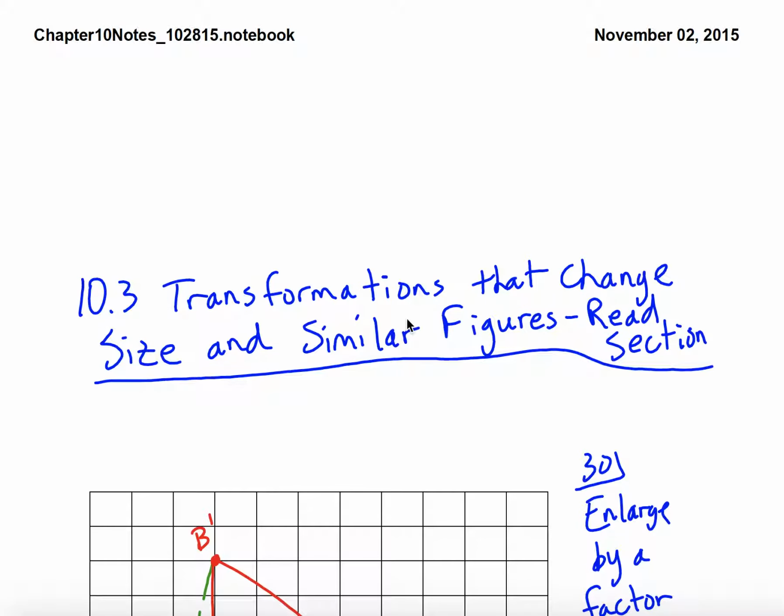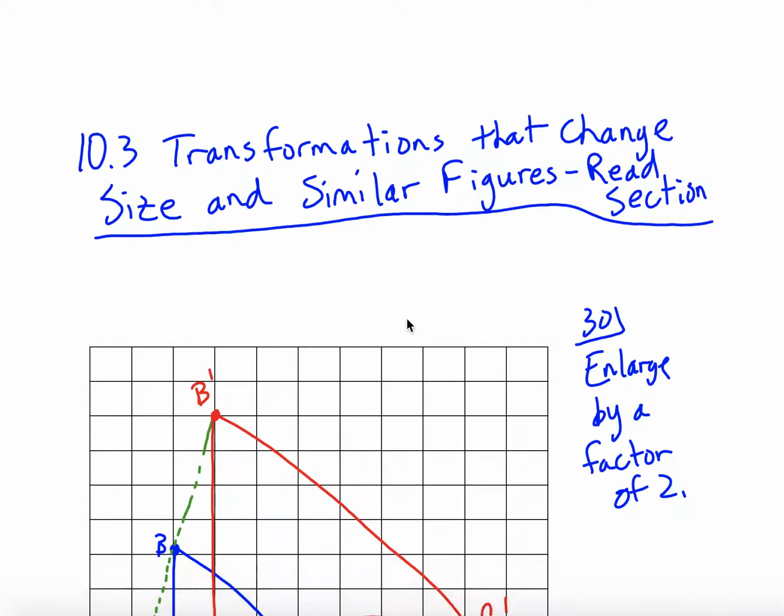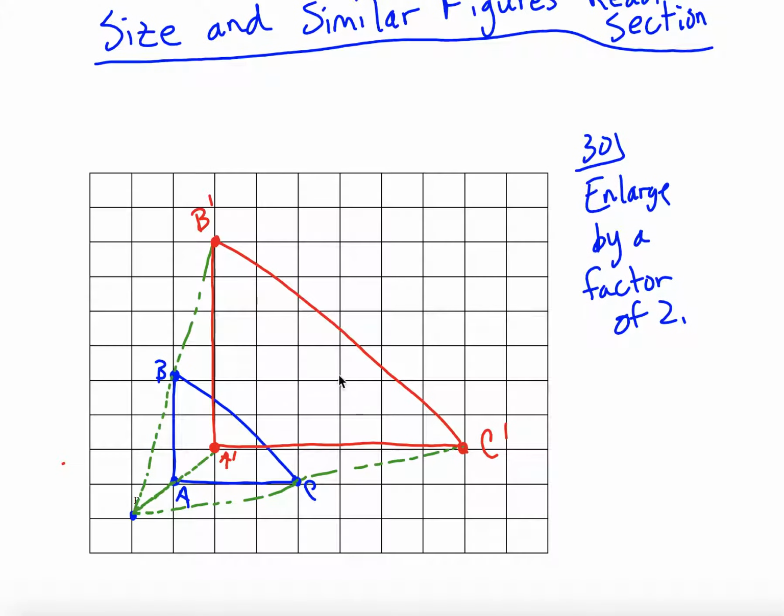Transformations are where you take a figure and you change its size, but you don't change its shape. You're just changing its size, and you result in something called a similar figure. Here's an example of one. If I want to enlarge this blue triangle ABC by a factor of 2, it would become bigger by a factor of 2, which means every side length would increase by 2.